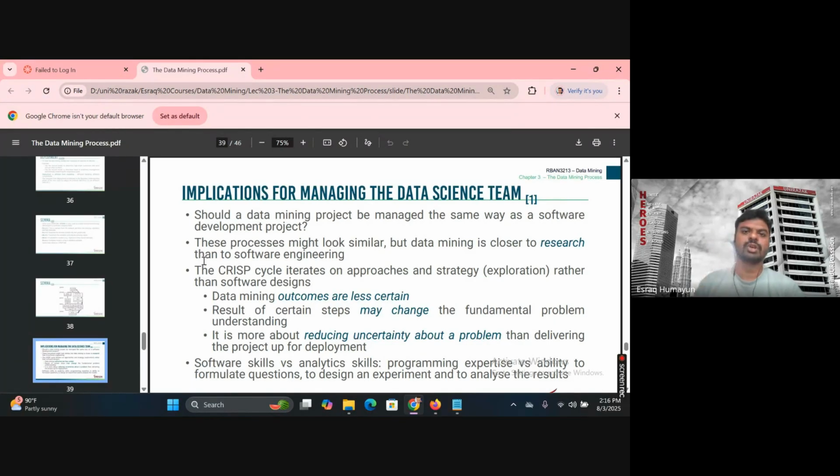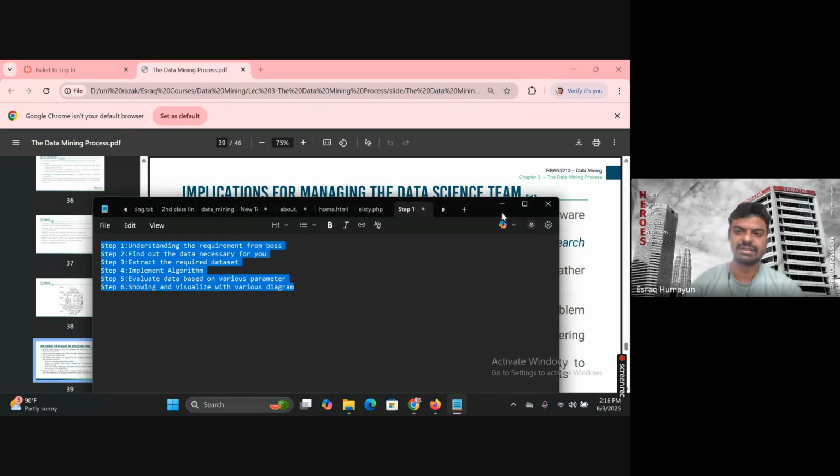Just going through it. Should a data mining project be managed in the same way as a software development team? This process might look similar, but data mining is closer to research than software engineering. Suppose you have a data mining team in your office. If you manage it like a software development team, it will not work. The CRISP cycle iterates on approaches and strategy exploration rather than software design. The CRISP cycle is the steps we have discussed.